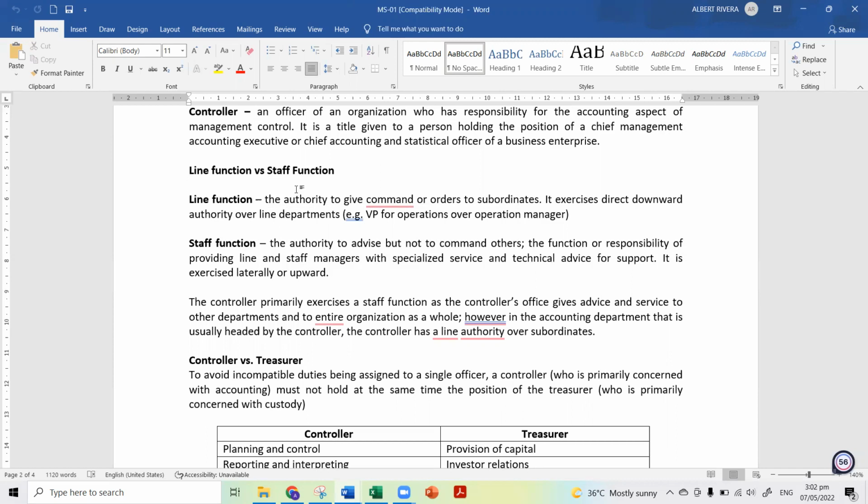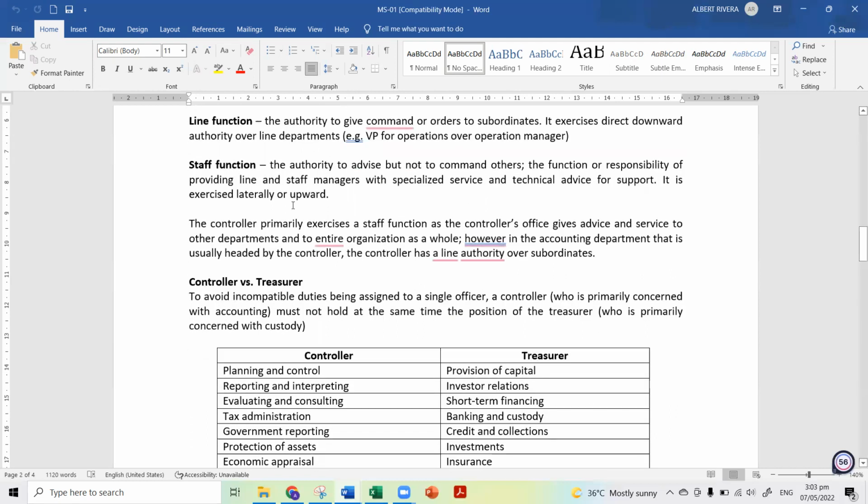Okay? It is the exercise of direct, downward authority over line departments. Example, BP for operations over operations manager. Okay? Staff function, the authority to advise but not to command. Authority to advise but not to command. Okay? So the function or responsibility of providing line and staff managers with specialized service and technical advice for support. It is exercised laterally or upward. Okay? Next, the controller primarily exercises staff function. Okay? As the controller's office gives advice and service to other departments.